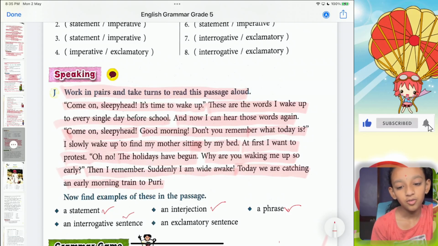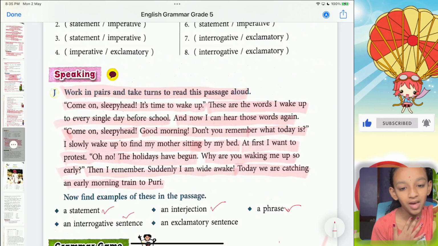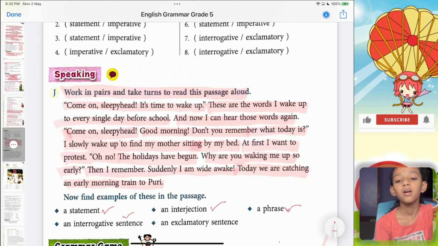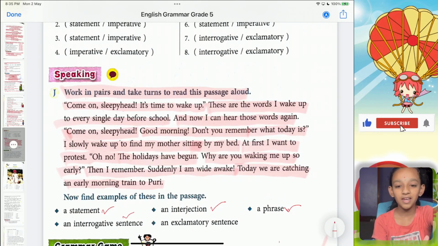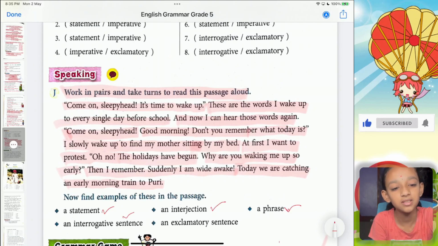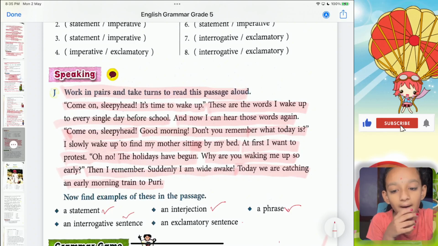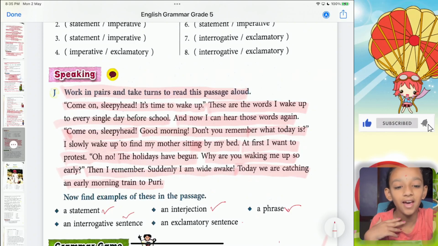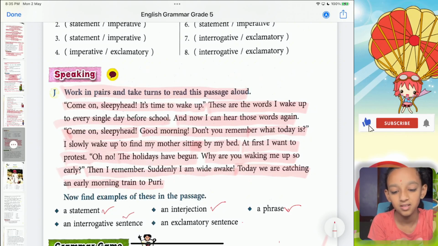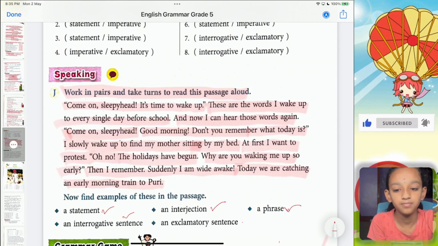Good morning. No. Suddenly I'm wide awake. Correct. And the first one is also an exclamatory. The first sentence in this passage is an exclamatory. Come on, sleepyhead. It's time to wake up. Correct. And there is one more. Come on, sleepyhead. Good morning. Yeah, but you said it wasn't the correct exclamatory. I mean, I just added the complete sentence over there. It is come on, sleepyhead. Good morning.